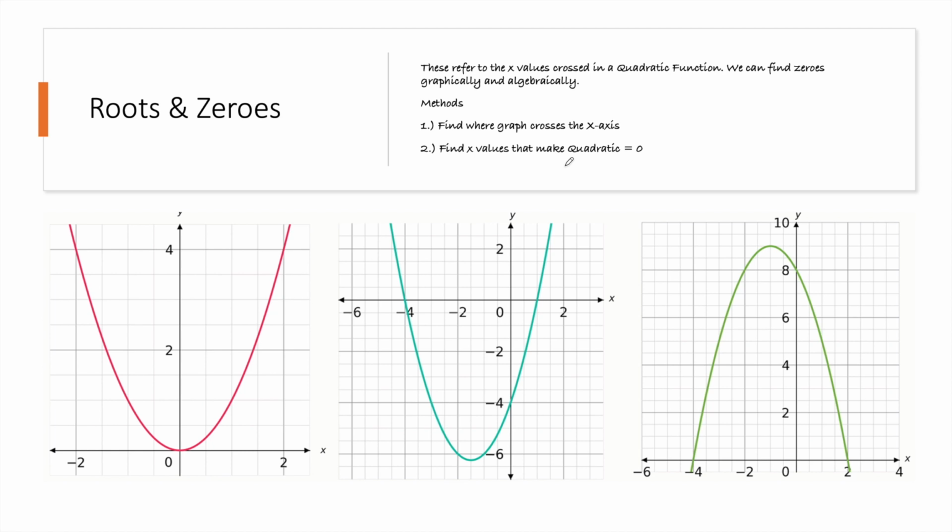So here I pulled up 3 graphs below. If we look here, we have a zero for this first graph at (0, 0), because this is where the graph crosses the x-axis. So as you can see, it's very easy to find zeros graphically. For this graph, we have zeros at (-4, 0) and (1, 0). On this graph, we have zeros at (-4, 0) and (2, 0). So as you can see, when you graph a quadratic equation, finding zeros is very easy.